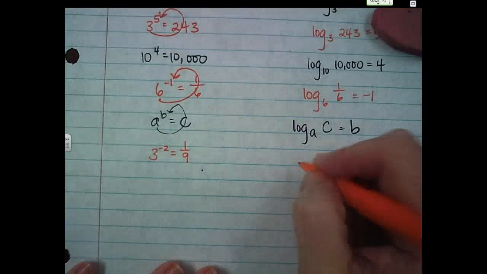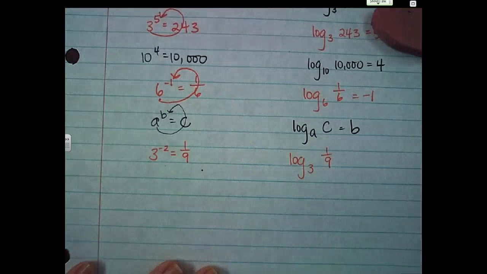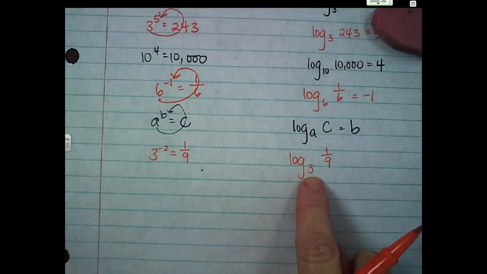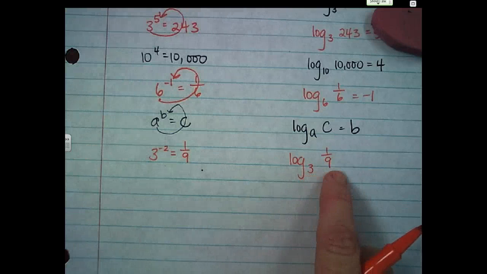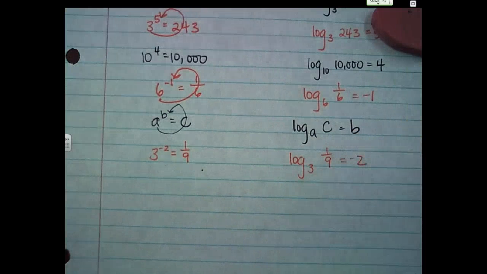So this is going to be log base 3 of 1/9. Now I know you know the answer, but let's look at this. I'm going from a whole number, base of 3, to an answer of a fraction. So the exponent has to be what? A negative. Well, how do I get from 3 to 9? What do you have to do to get from 3 to 9? Square it. So 3 squared is 9. So if I want the 9 to be in the denominator, I'm going to use the negative 2. Okay, sort of.